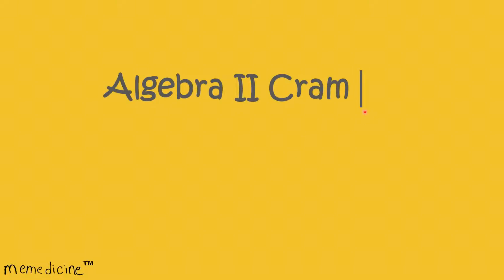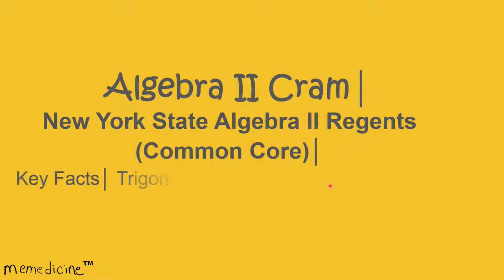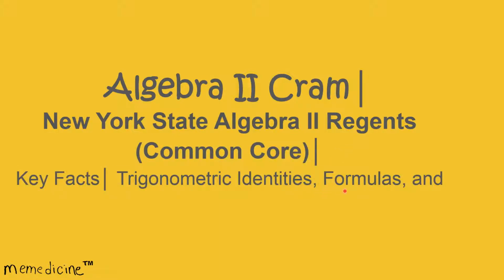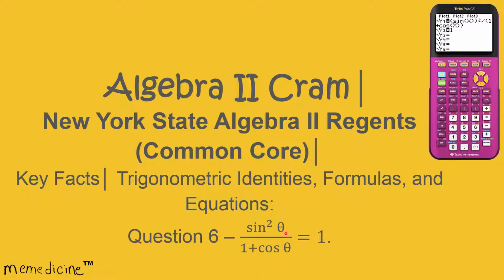Algebra 2 Cram, New York State Algebra 2 Regents, Common Core, Key Facts, Trigonometric Identities, Formulas, and Equations. Question 6: the sine squared theta divided by 1 plus the cosine of theta is equivalent to 1.